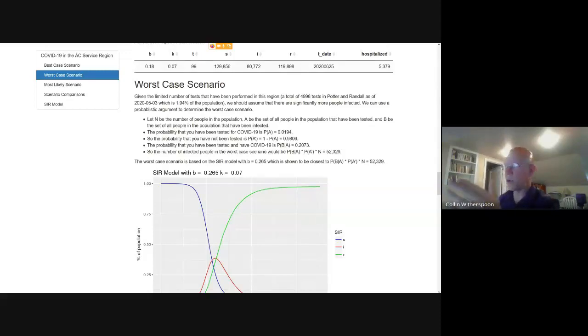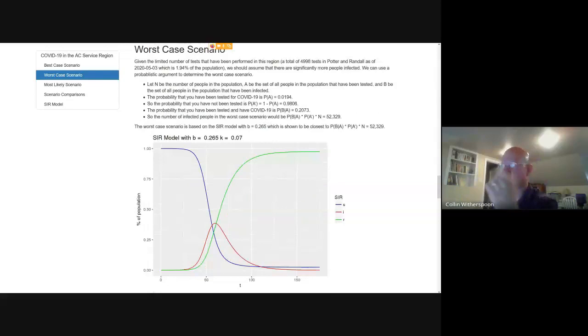Okay, so the probability that you haven't been tested, right? And the probability that you've been tested and have COVID-19. So that's a conditional probability. That's the probability of B given A. The probability that you've got COVID-19 given that you've been tested. We know that because we know how many have been tested and we know how many out of those tested have been confirmed to have it. So we know that probability.